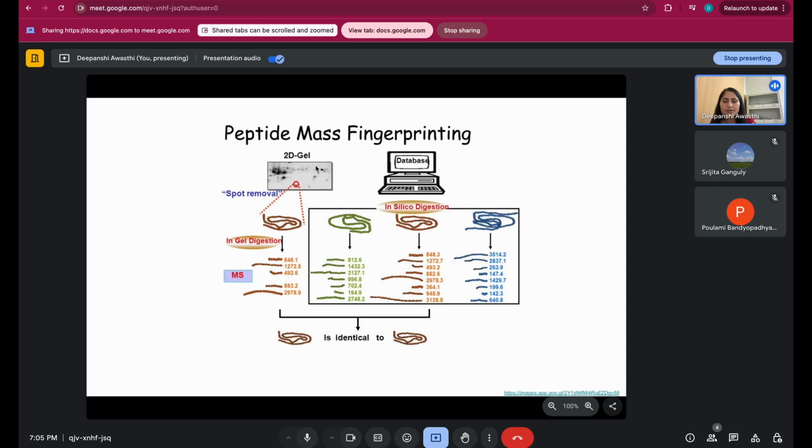In this example, there is a 2D gel from which you have performed in-gel digestion and then mass spectrometry, and these are all the peptides. On the left side you see multiple peptides and their masses, which are their mass to charge ratios. Now what you do is, you already have a database in which human proteome sequences are present. I am taking the example of the human proteome because we are analyzing a human protein sample.